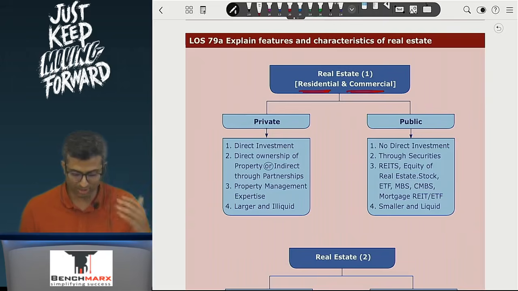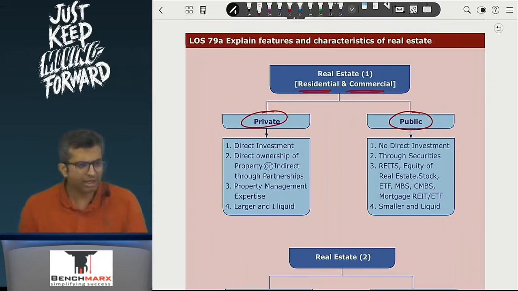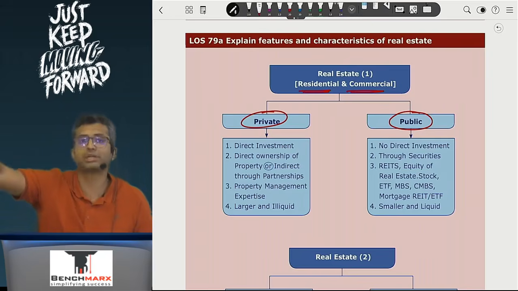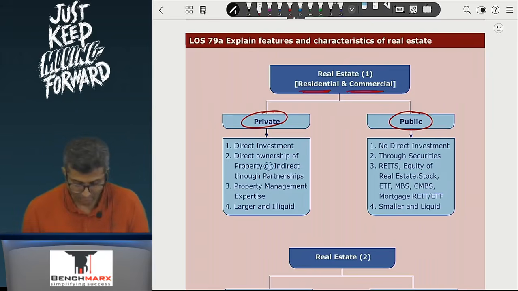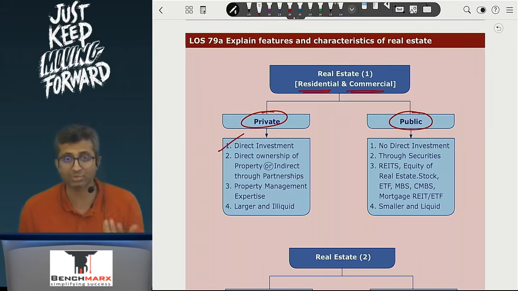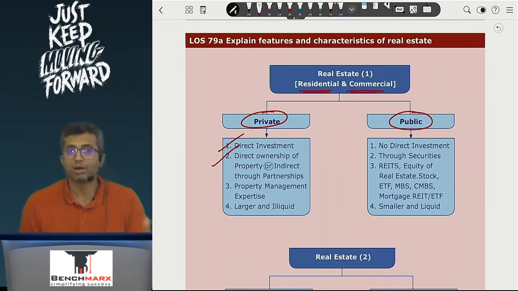So the investment over here can be in the form of private or public. Private would be when you are directly investing in, let us say, certain properties. But if you're investing in stocks of real estate companies, that is public. So direct ownership or direct investment is the private route to invest in real estate, or you can invest through partnerships as well. Here you need to ensure that you have enough property management expertise, because to maintain a property is kind of a headache. Your investment ticket size will be larger and a lot more illiquid.